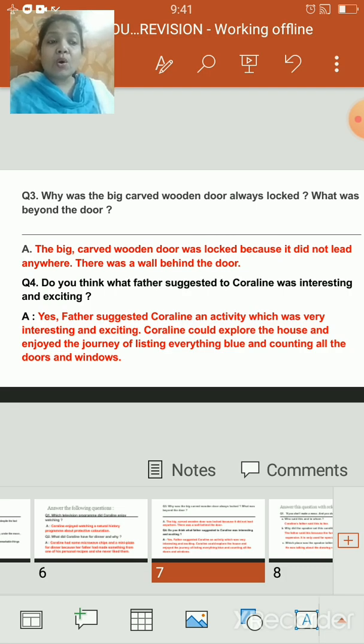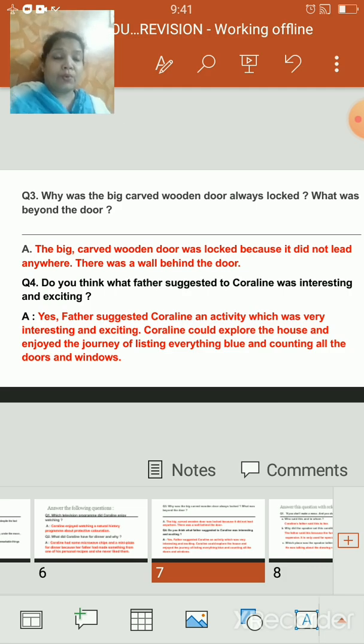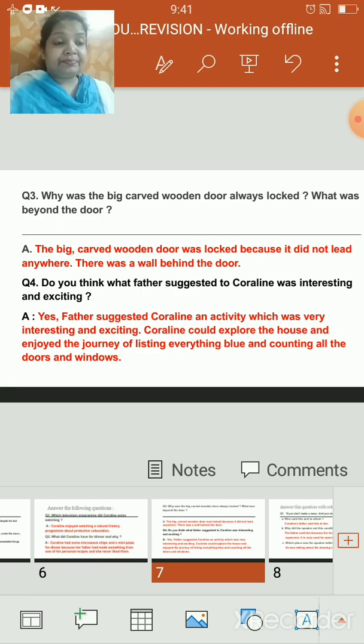There was a wall behind the door. Okay, there was a wall behind the door. So, why we're giving this answer is because the question is what was beyond the door. So, the answer is there was a wall behind the door. Okay, now the next question.